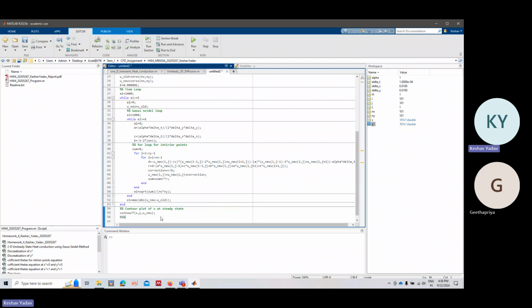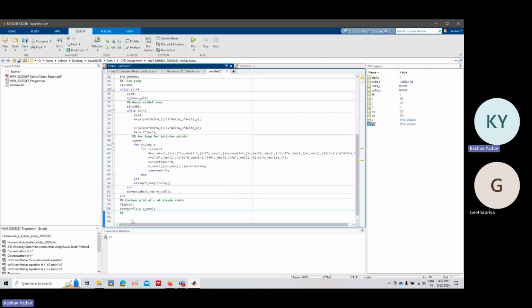Now I need to plot the temperature profile. For that I need to open a figure, so suppose figure 1. Then I need to plot the temperature profile at y equal to 0.5. Okay.